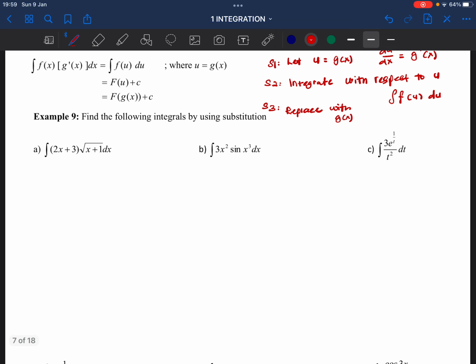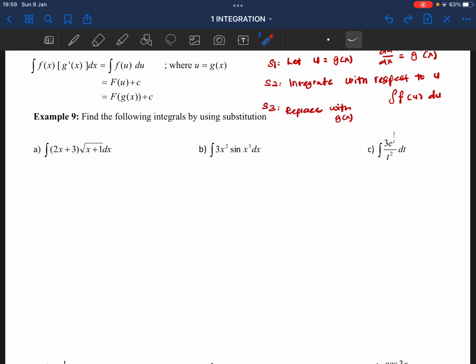Let's take a look at example B first. Find the following integral by using substitution. The question already said by using substitution, so we have to use substitution. The first thing in integration is you have to use basic rules. If you cannot use basic rules, you have to use substitution. That is the flow. If you see this question here, you have two functions, 3x square and also sine x cube. Obviously you cannot use basic rules, so we have to use substitution here.